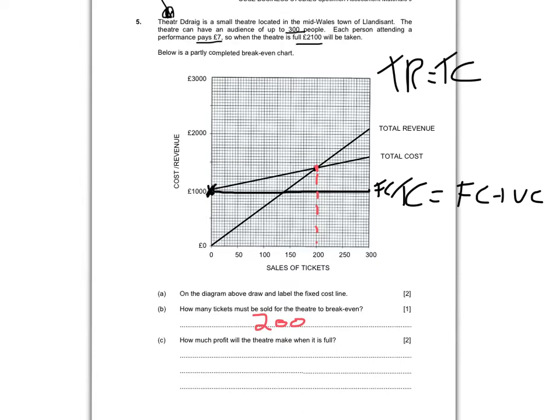Now this is where they start making it a wee bit more complicated. They say, how much profit will the theatre make when it's full? Right, so when it's full, they'll make £2,100 money in. So their revenue will be here at £2,100. But please don't write £2,100 as the answer because that'd be stupid. So first of all, I'd say £2,100, and I'd say take away, because that's their revenue. We've now got to take away their costs. So at that exact same point, their costs are whatever this point is. So I'm going to zoom in.